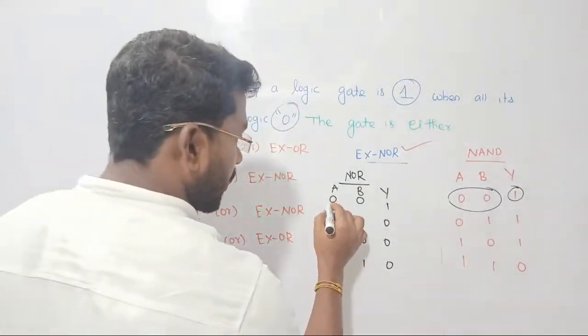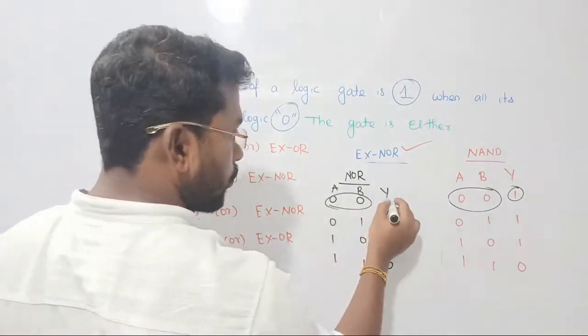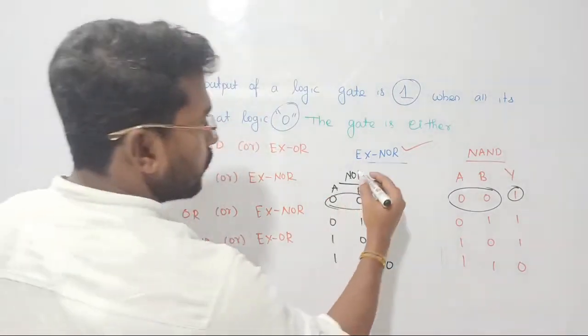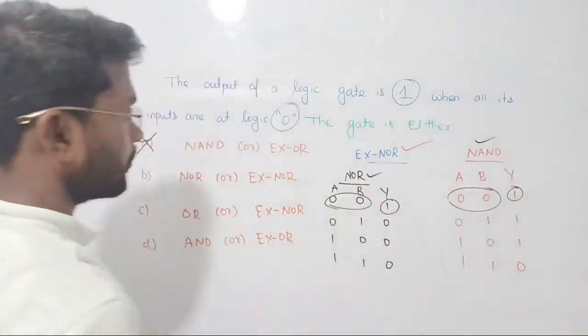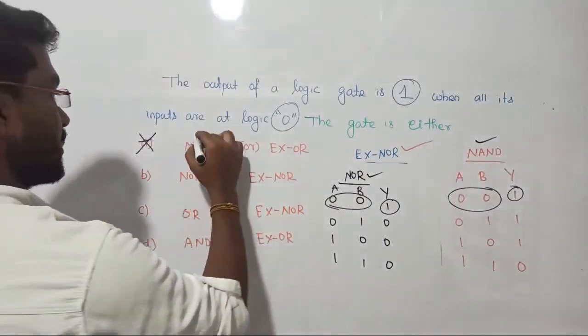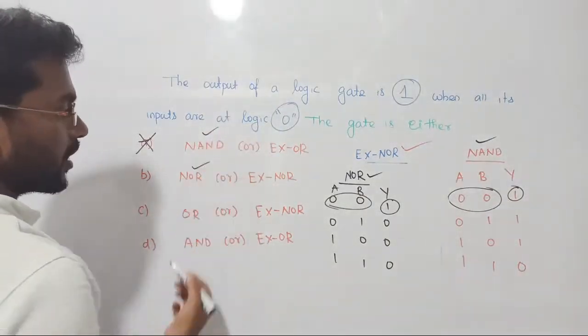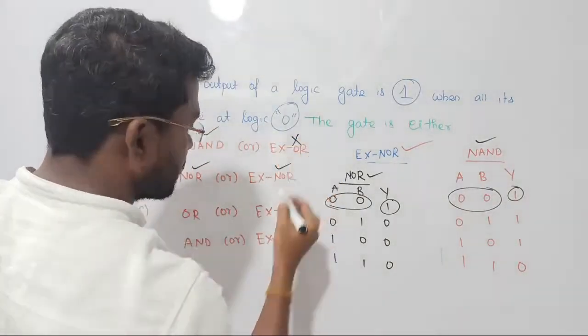So this is also correct only. For all input logic as 0, output logic is going to be 1. Yes. For NOR gate also we can expect the same thing, right? So NAND gate is correct. Perfect answer. NOR gate also correct. XNOR also correct, but XOR is wrong, right?